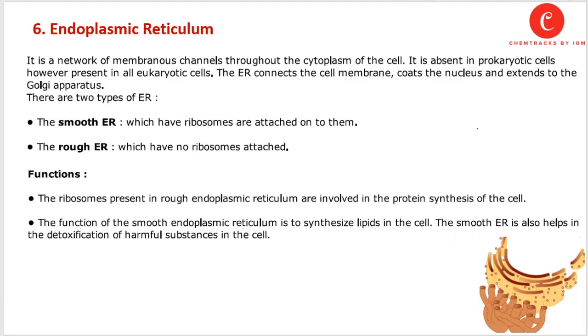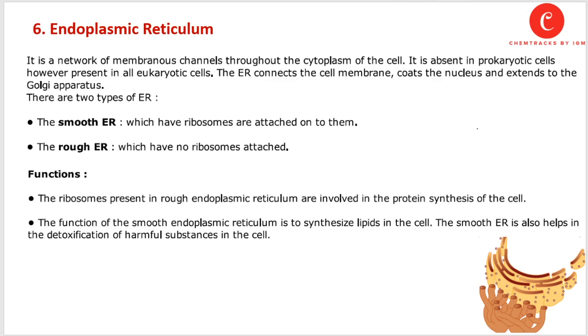Endoplasmic reticulum is basically a network of membranous channels throughout the cytoplasm of the cell. It is absent in prokaryotic cells, however, it is present in eukaryotic cells. The endoplasmic reticulum connects the cell membrane, coats the nucleus, and extends to the Golgi apparatus. There are two main types of endoplasmic reticulum. One is smooth endoplasmic reticulum, and the other is rough endoplasmic reticulum.